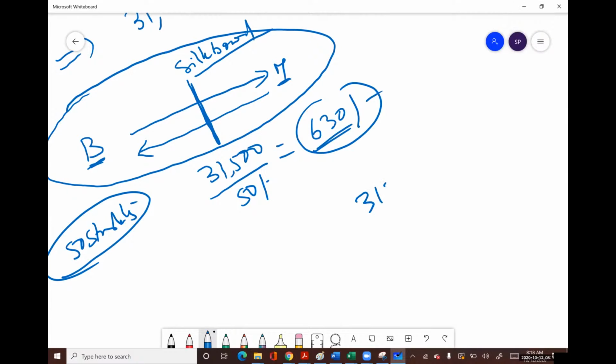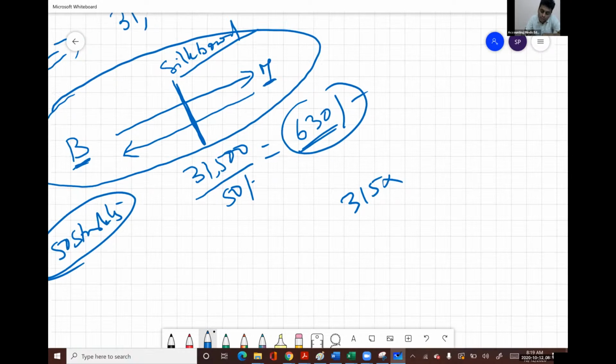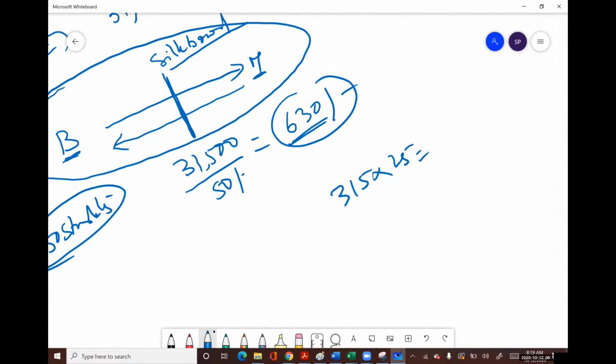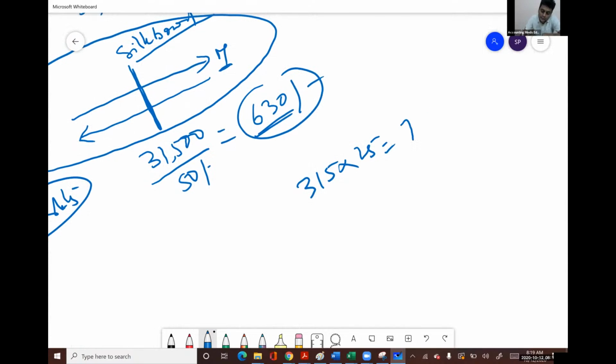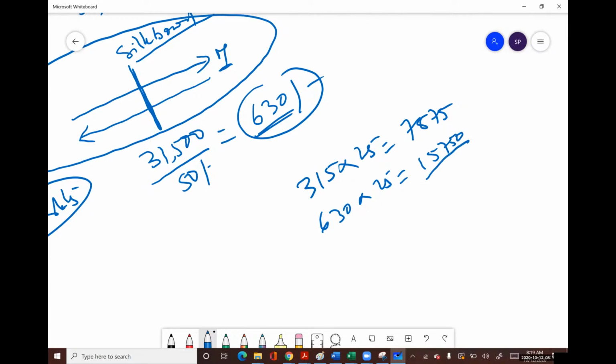315 into how many students? 25. How much is that? 7875. And 630 into 25, that's what you are saying? How much is that? 15,750, sir. No, but we divided 31,500 by 50, then we got 630, right?